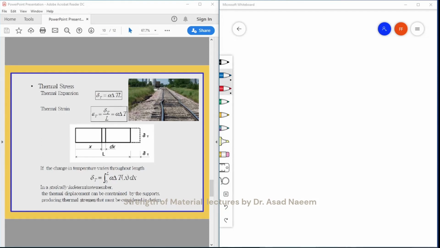And similarly, if there is a non-uniform bar, we can use this integral form also. So in statically indeterminate structures, thermal displacement can be considered by the supports producing the thermal stresses, which must be considered in the design. Okay, so we should always consider this as another aspect of the strain.